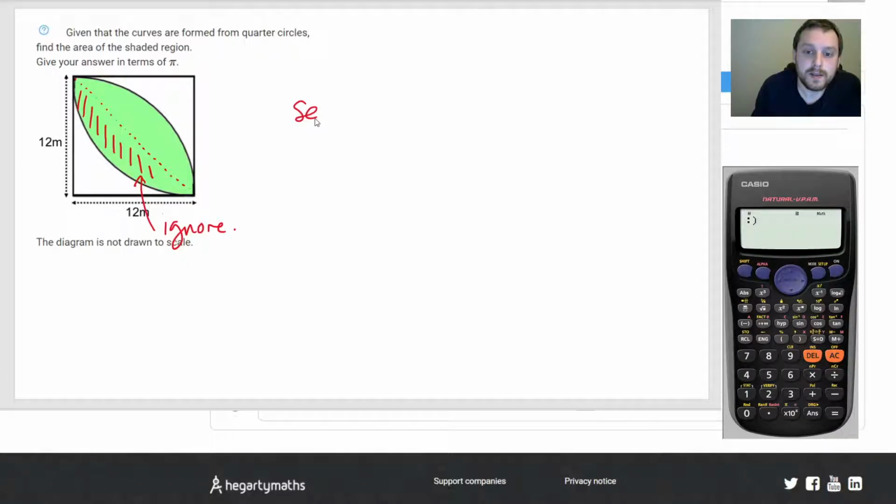So the segment plus this triangle gives this sector. Let me just highlight the sector that I'm on about here. This here is a sector.